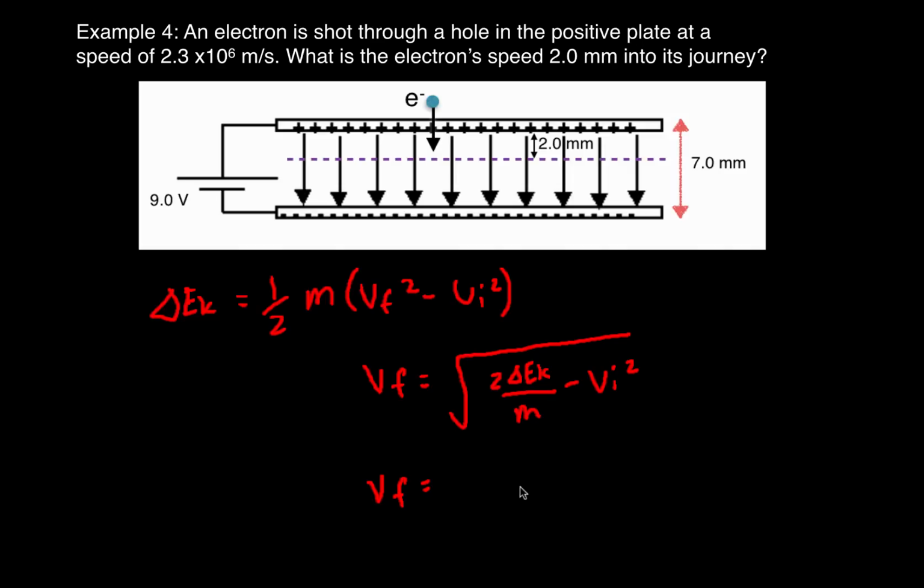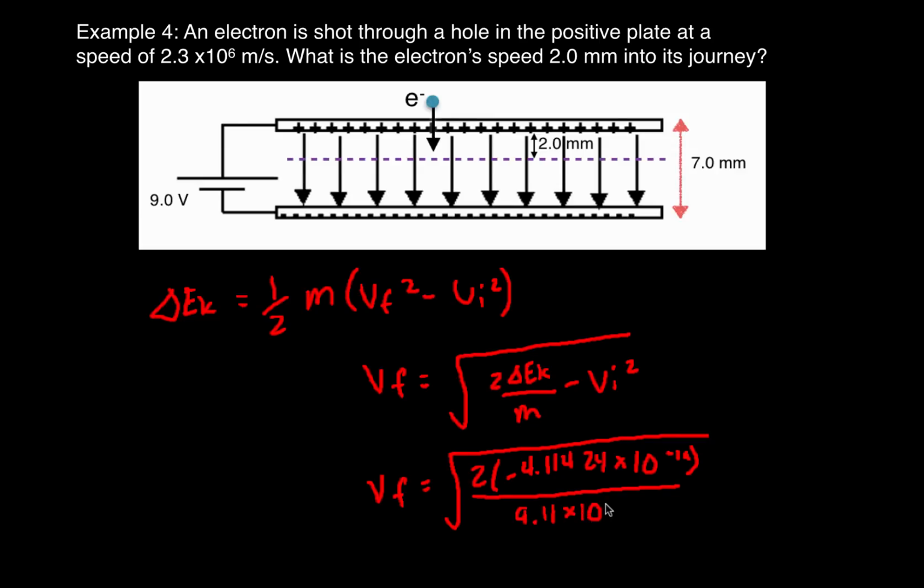Vf is equal to the root of 2 times, and don't forget the negative because it's losing energy, negative 4.11424 times 10 to the negative 19 joules divided by the mass of the electron, which is 9.11 times 10 to the negative 31, minus the initial velocity squared, which is 2.3 times 10 to the 4 meters per second squared. This gives us a Vf equal to 2.1 times 10 to the 6 meters per second.